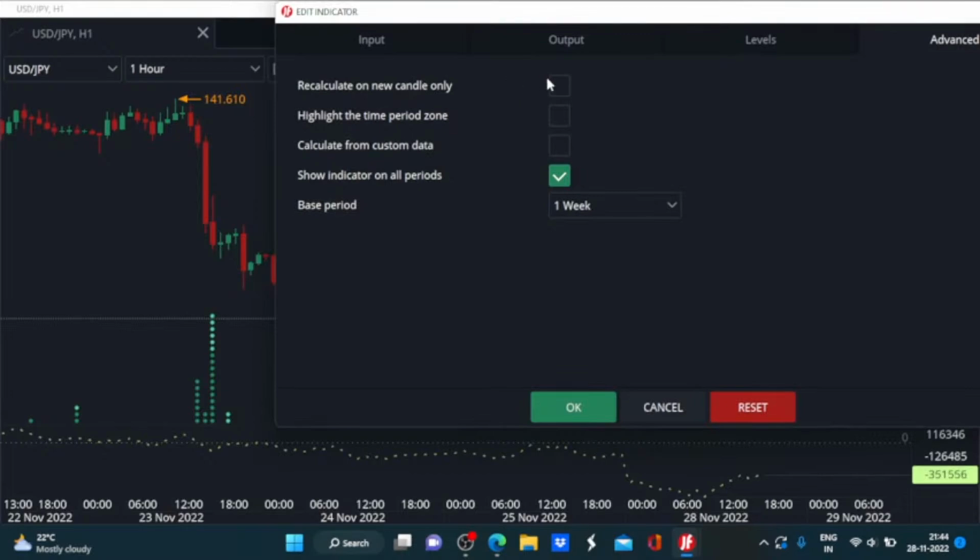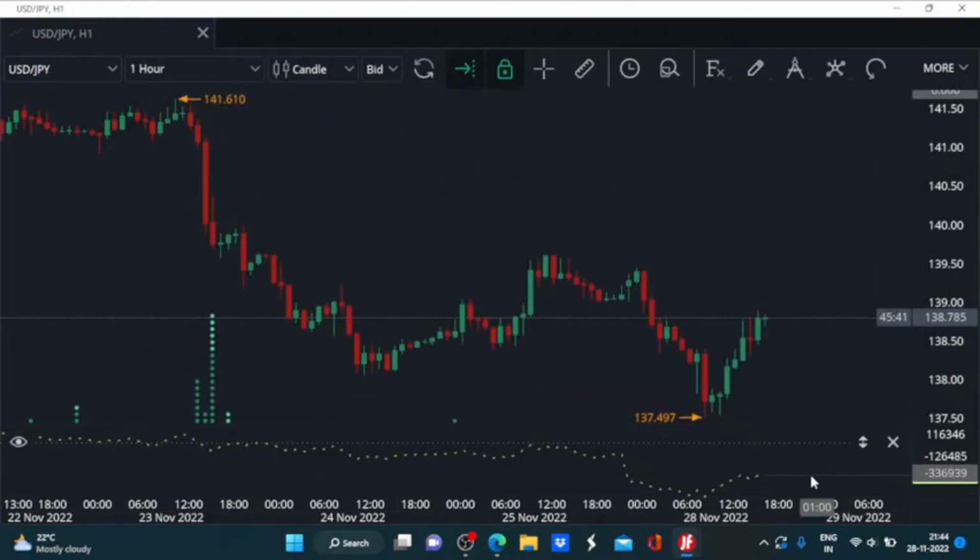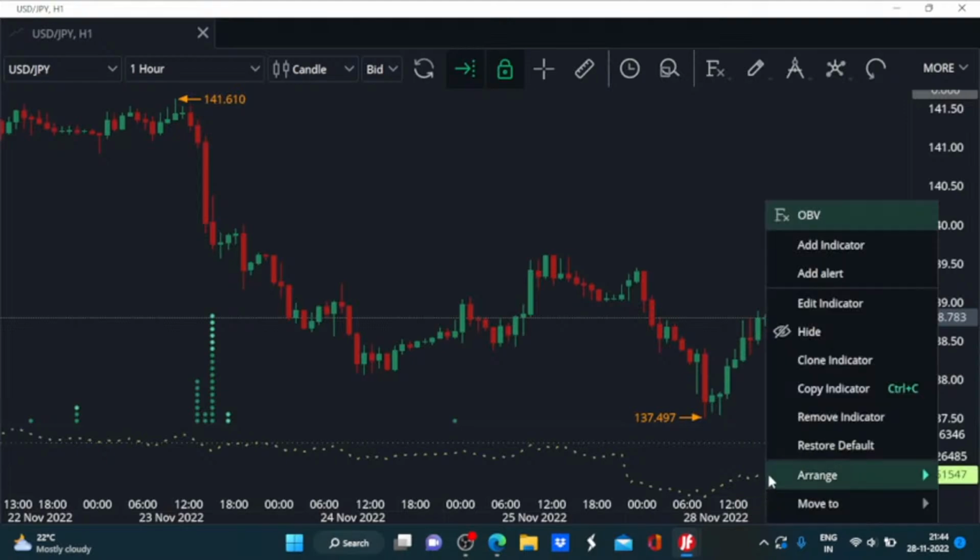Recalculate on new candle only. If you want to use this option, then in that scenario the output value of this indicator will remain constant even if the applied price keeps fluctuating throughout the candle period. The output of the indicator will be calculated only once at the start of the candle, and then it will remain the same throughout the current candle period.